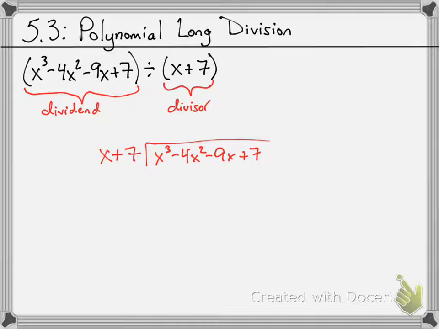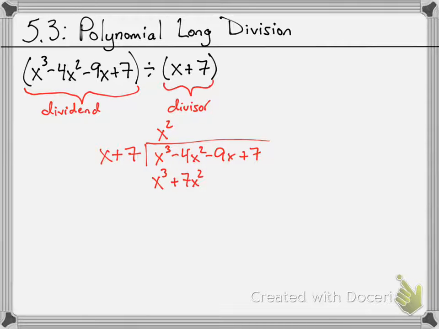First thing I'm going to worry about here is the first term of my dividend, which is x cubed, and the first term of my divisor, which is the x. What I want to figure out is how many times I can divide x into x cubed. In this case, x cubed divided by x gets me x squared. Once I figure out what the result would be if I divided the first terms of the dividend and divisor, I'm going to take that result and multiply it by both terms of the divisor. So I'm going to multiply x squared and x and get x cubed. I'm going to multiply x squared and 7 and get 7x squared.